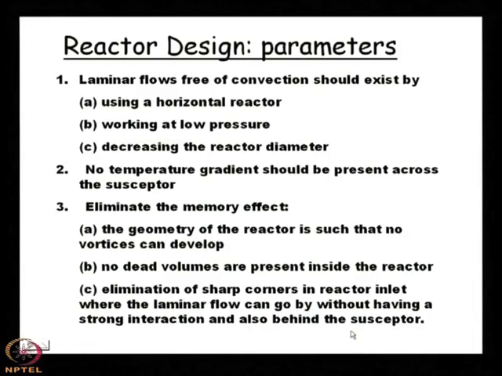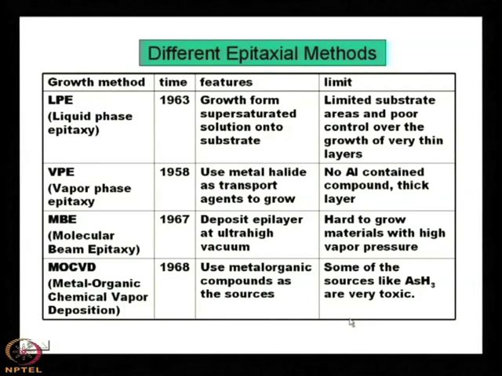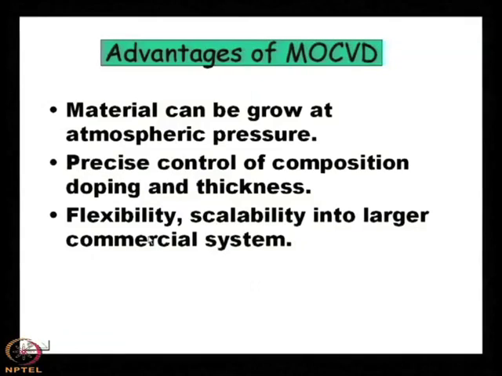If there is any edge or some uneven surface, that means the flow will be obstructed. If obstruction takes place, then there will be turbulence. Any obstruction will cause turbulence. So, these are the different epitaxial methods we have discussed earlier, that is LPE, VPE, MBE, MOCVD. In the next class we shall discuss this MBE.